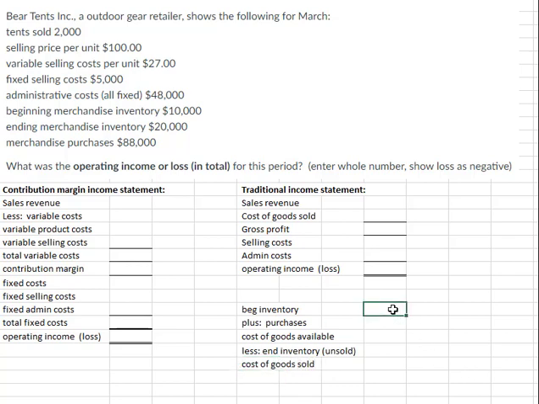Let's do the math here. So beginning inventory, 10,000, and they bought 88,000. So goods available, 98,000. And did they sell all of that? If so, that'd be the cost of goods sold. The cost of goods sold can't be more than goods available because you can't sell what you don't have. But they didn't sell all of it because there's 20,000 of it still in ending inventory. So you must have sold 78,000 of the goods available.